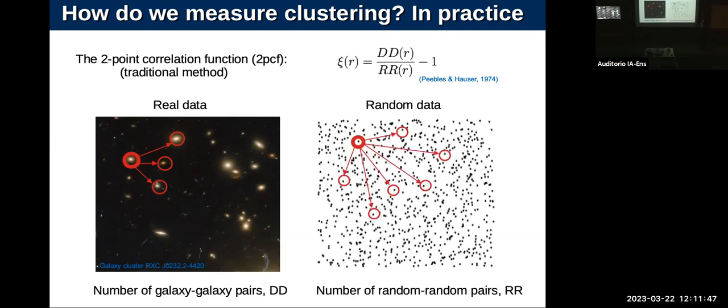Then you're going to create a random sample that somehow follows the redshift distribution of your original sample. And you will do the same. You will count all possible pairs of galaxies within your random sample. And once you're done with that, you obtain something called RR, so your random pairs. So now the 2-point correlation function is estimated in such a way that we compare the number of galaxy-galaxy pairs with the number of random-random pairs, and you estimate the two-point correlation function as a function of distance between your galaxy pairs.